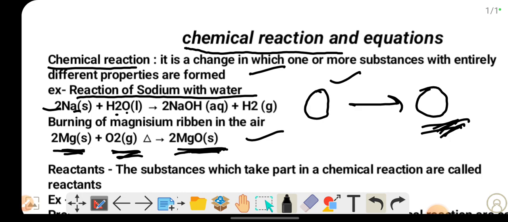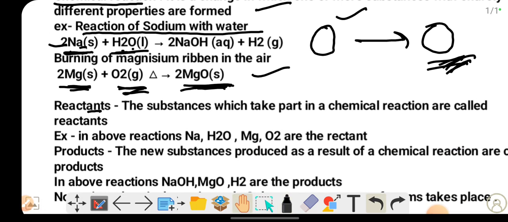In a chemical reaction there is some terminology. The first term is reactants. The substances that participate in a chemical reaction, like sodium and water. These are the substances that take part in a chemical reaction, that's why we call them reactants. So here sodium and H2O are both reactants.